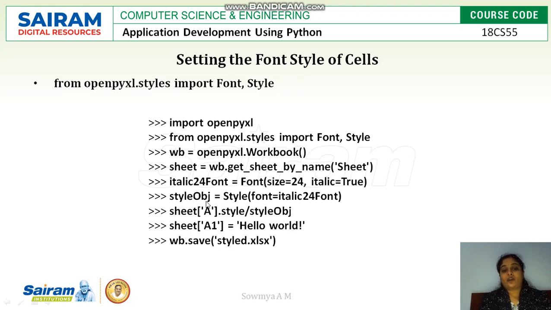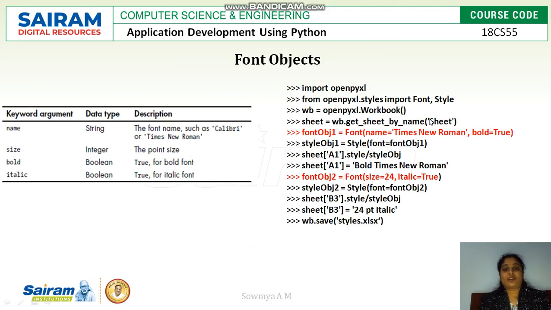Next one is the style object. For the font you have created, you have to create a style object, which is equal to the style function, font is equal to italic 24 font. So by passing the font to the style method, it will create a style object. So whichever cell you call with that style object will be updated in that Excel sheet. Next one is the font object. The font object is used to create a font.